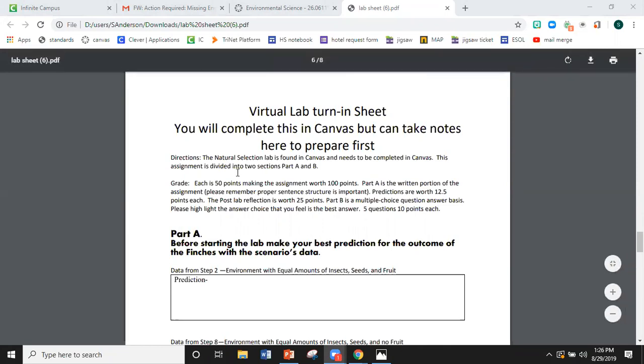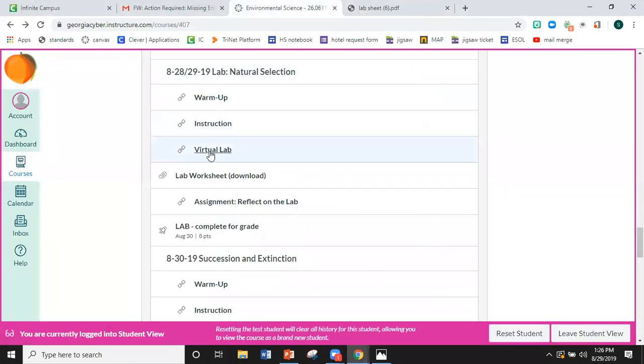All right, so open your lab sheet, go to page 6. Then we're going to do the lab together.